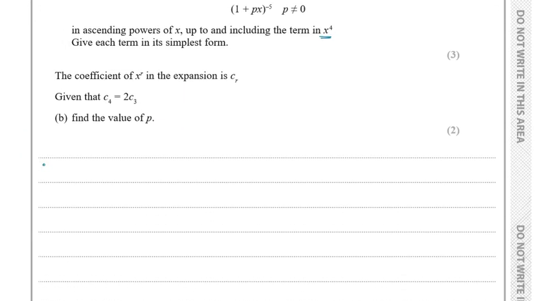So for part A, we have been given the expression (1 + px)^-5, and it is in the form (a + bx)^d, where a is equal to 1. So we don't have to do anything further. We can just directly expand the expression. For expanding in the form (a + bx)^d, where a is 1, we have to expand it in this format.